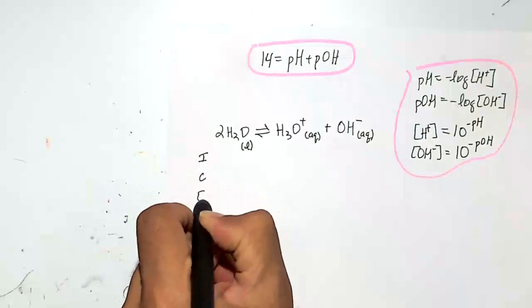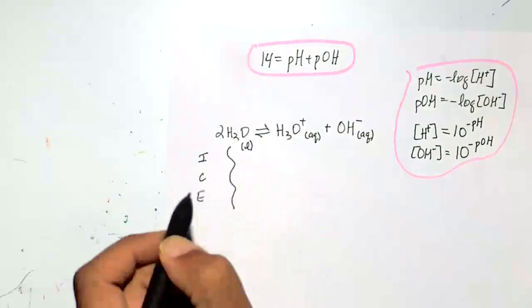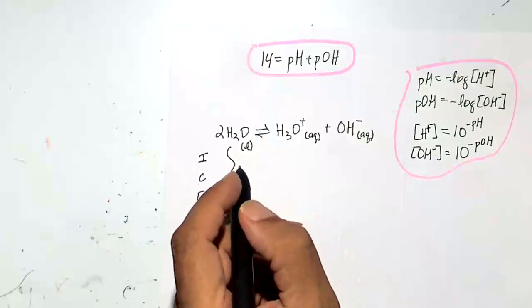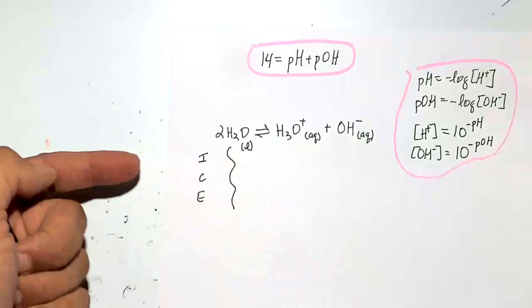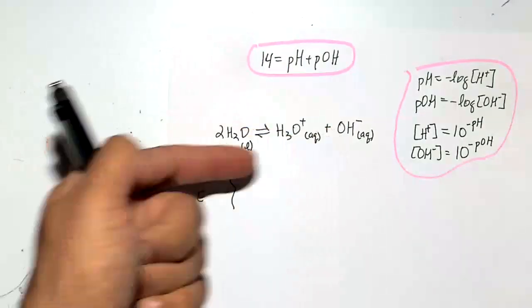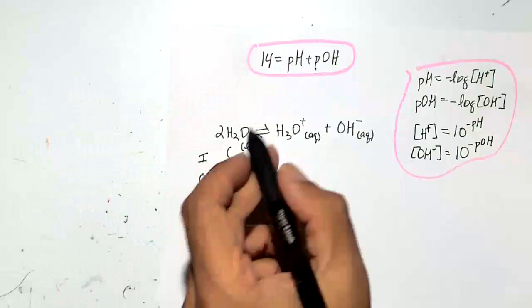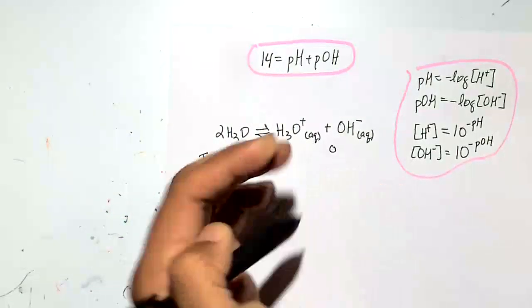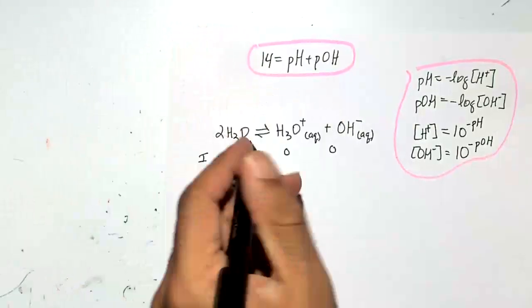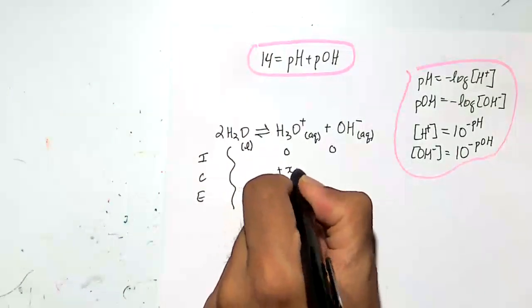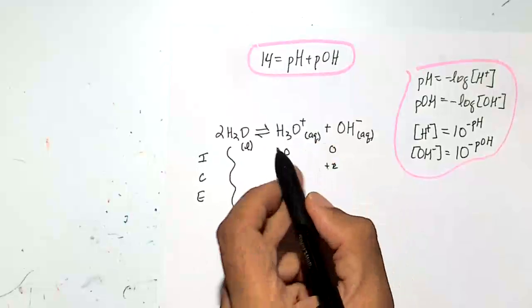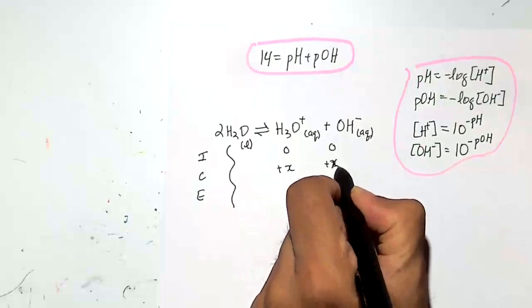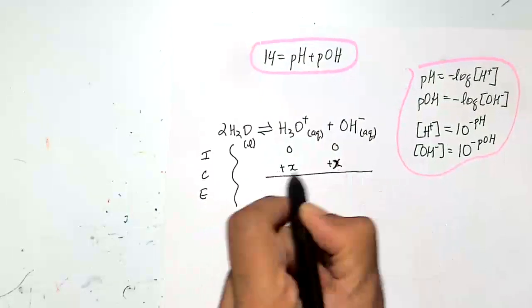We'll do an ice table here. Water is a liquid, so we don't care about it. But let's say some of it goes this way, some of it goes this way. Initially we'll have 0 and 0. Some of it goes this way, so I'll call it plus x and then plus x.